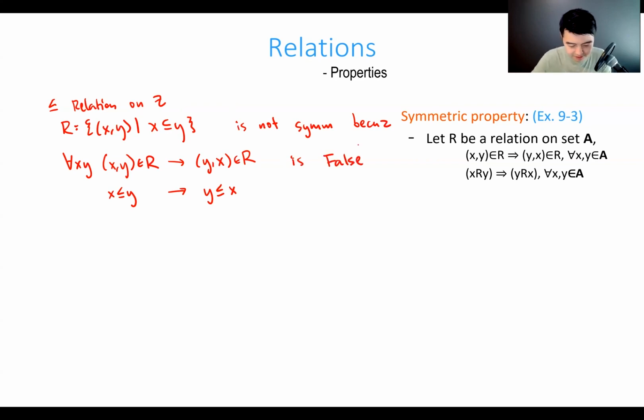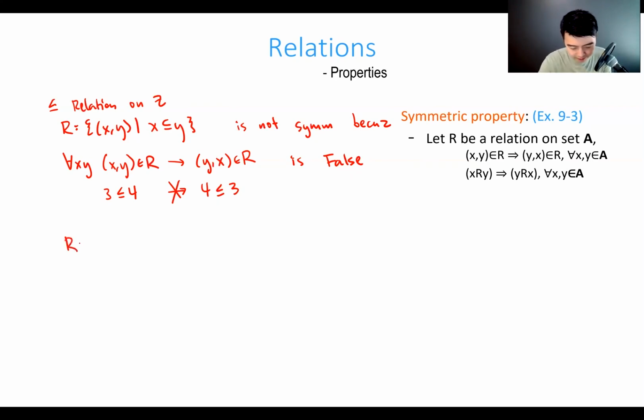And let's come up with a counterexample. We can say that, for example, well, there's many counterexamples. 3 is less than or equal to 4, but 4 is not less than or equal to 3. And that's a good counterexample, and then we're done, right? Because this is saying for every x and y pair that you find, this will be true, and it's not, okay? All right, let's do another example.